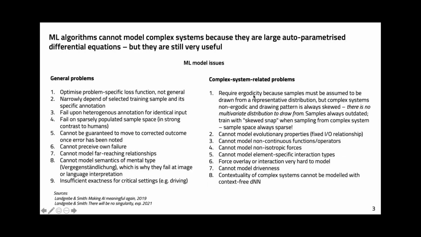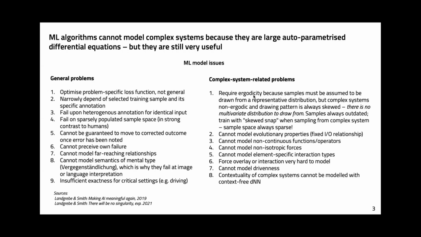On the next page, you can see, so I will give you the opportunity to ask questions after this slide. So on the next slide, we see now the problem that complex systems pose to machine learning algorithms. So basically, machine learning algorithms cannot model complex systems because such algorithms are large auto-parameterized differential equations, or partially auto-parameterized. And let's look at the problems of machine learning models.